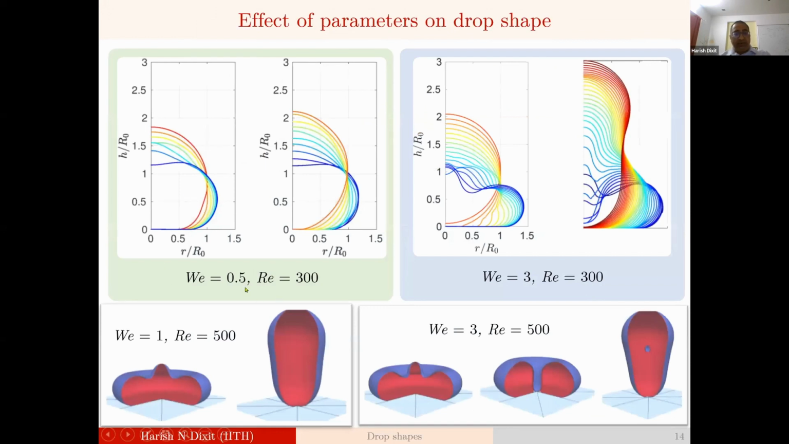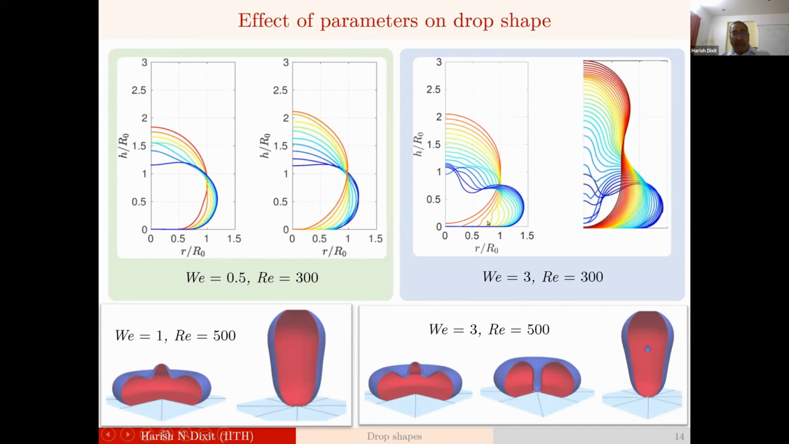So the first case is a low Weber number case, and a low Weber number would mean that surface tension is strong, and therefore the drop remains nearly spherical. And when it remains nearly spherical, the droplet comes onto the surface, spreads, and gently rises back.